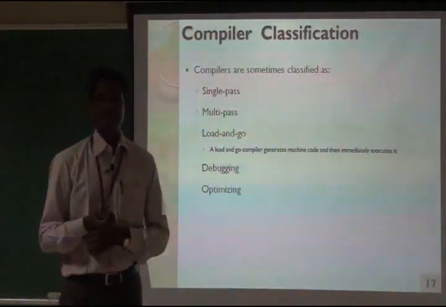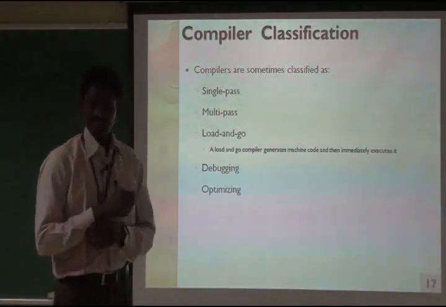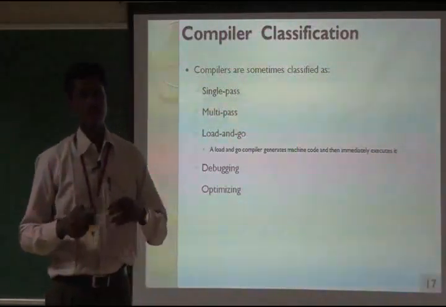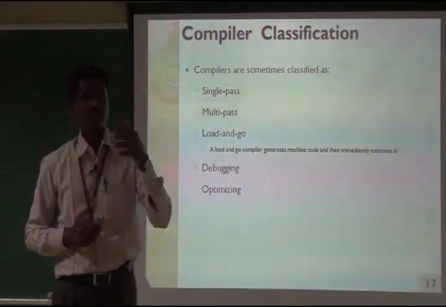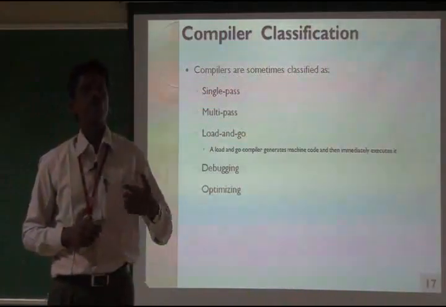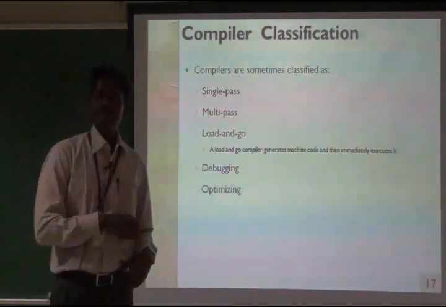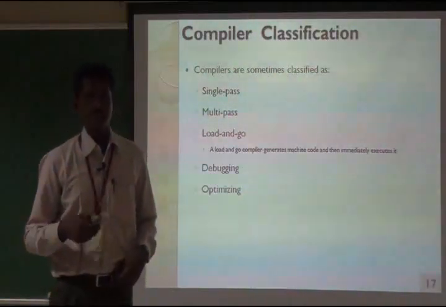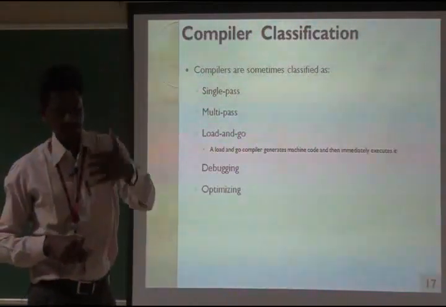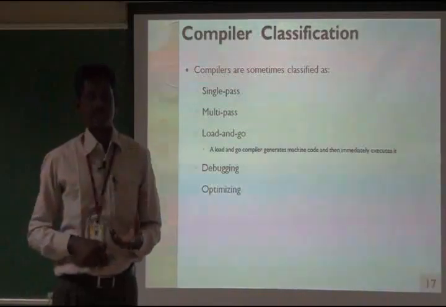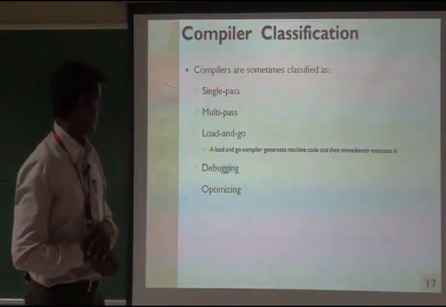Based on the functionality of the compiler, we have some types. The single pass compiler means the compiler reads the source program only once. By reading the program only once, it goes through the compilation process. Then the multi-pass compiler: some compilers must go for more than one scan. That is, the first time it scans our program, and if necessary, it may go for a second scan or third scan or any number of scans.